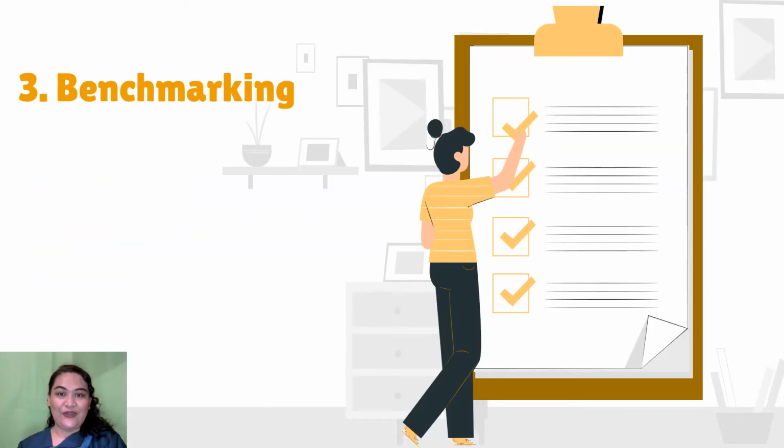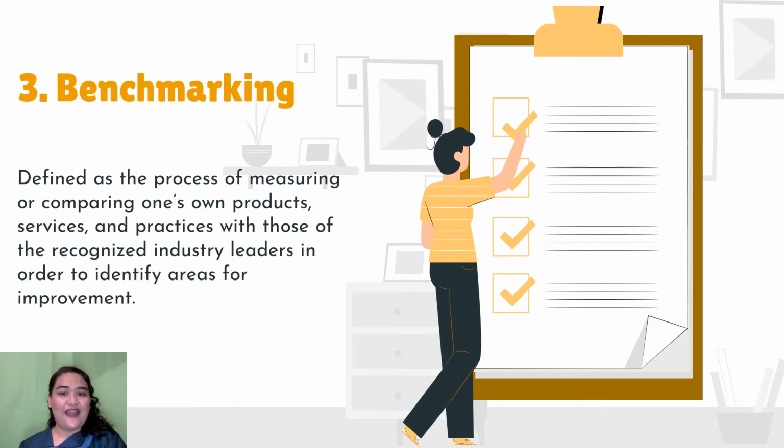The last or the third component of environmental scanning is benchmarking. It is defined as the process of measuring or comparing one's own products, services, and practices with those of the recognized industry leaders in order to identify areas for improvement. Best practices of the said industry leaders are observed so that understanding their competitive advantage would be easier.